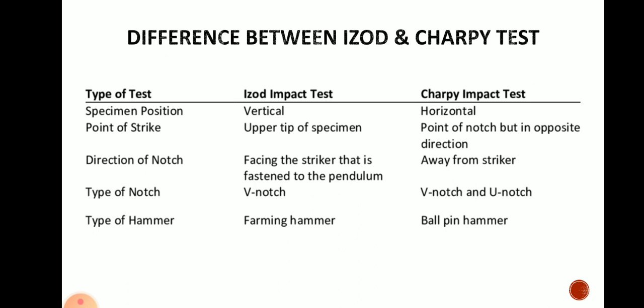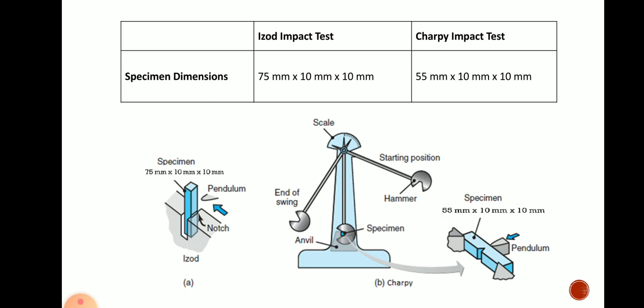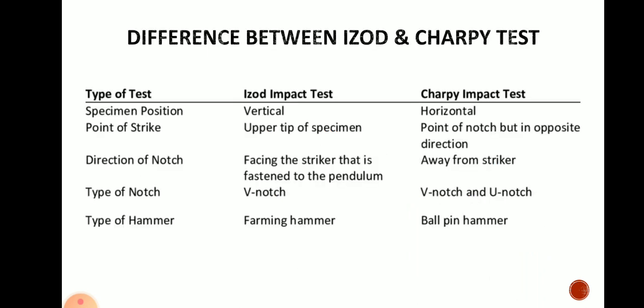Next difference, that is type of notch. In Izod test we are using the V notch only. In Charpy test V notch or U notch. In Izod test we are using a forming hammer. In Charpy test a ball peen hammer. Last difference point, that is in Izod test we are using standard test specimen with the length 75 mm and cross sectional area 10 by 10. In Charpy test it is 55 mm length and cross sectional area 10 mm by 10 mm. You can also draw these diagrams in the difference also. So this is the difference between Charpy and Izod test.